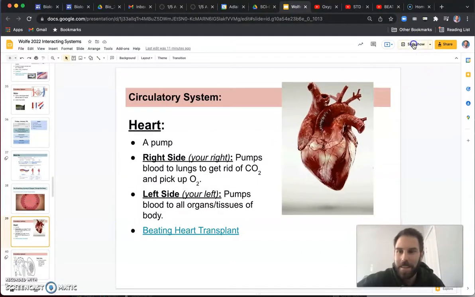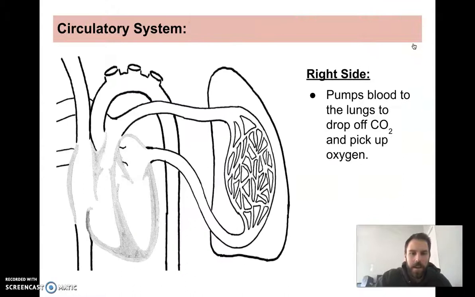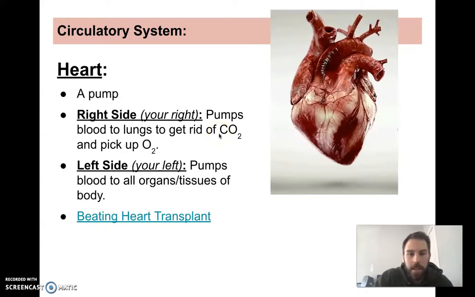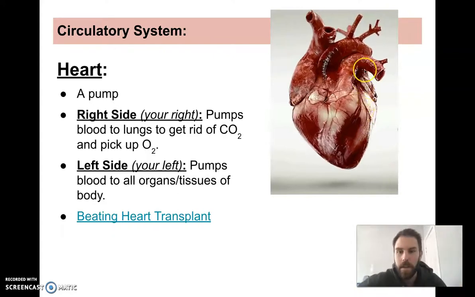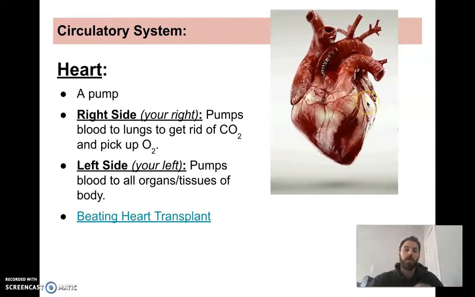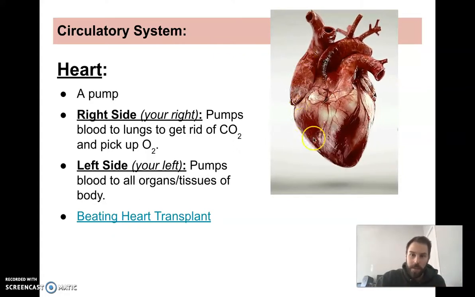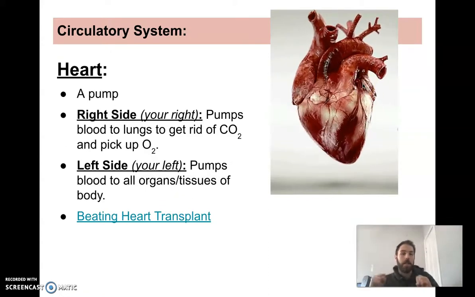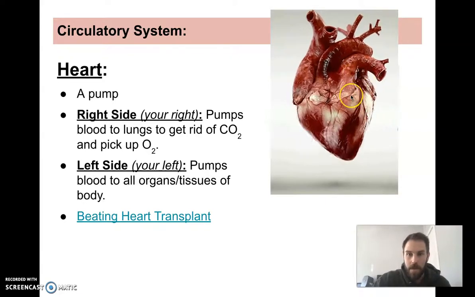All right, so we have two different sides of the heart, and you're going to see in your notes, you're going to have a page like this, right? But the right side of the heart, its goal is to pump blood to the lungs to get rid of CO2 and to pick up oxygen. And you might be thinking, well, that's this side, right? No, it's your right side. So even though we're looking at this heart, the right side of the heart is actually right here. And then the left side of the heart, its goal is to pump blood to all the organs and other tissues of your body. And that's that side of the heart right here.